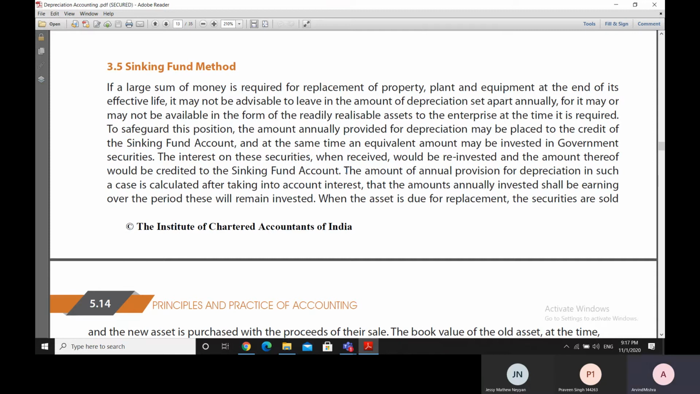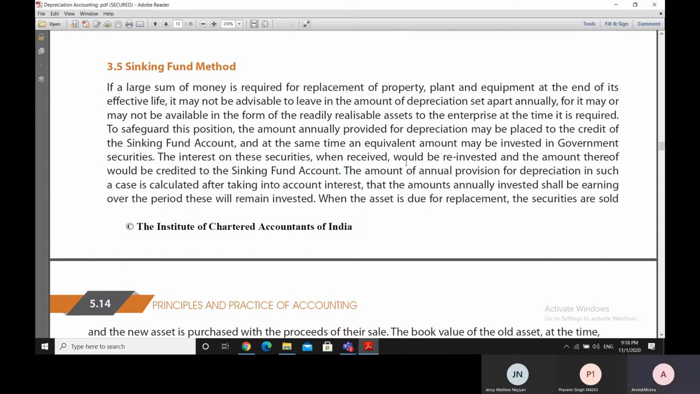Friends, today in this session, we are dealing with other methods of depreciation accounting. So the method that we will start with today is the sinking fund method.